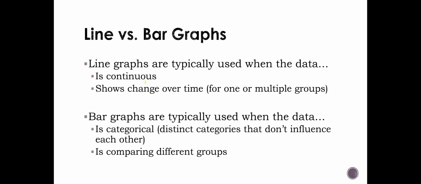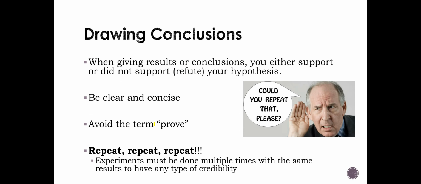Now, how do you know if you do a line versus a bar graph? Well, a line is typically change over time. If it's continuous, like growth over a period of time, that would be a line graph. Bar graphs are typically categorical. They're independent categories that don't really necessarily affect each other, like colors or groups in school or something like that.